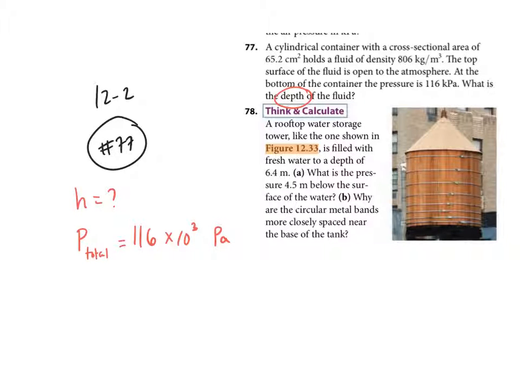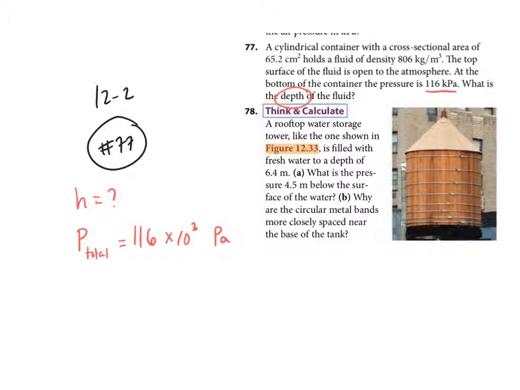Where am I getting 10 to the third? What is it? Good. Kilo, right? Kilo means 10 to the third. So 116 times 10 to the third.